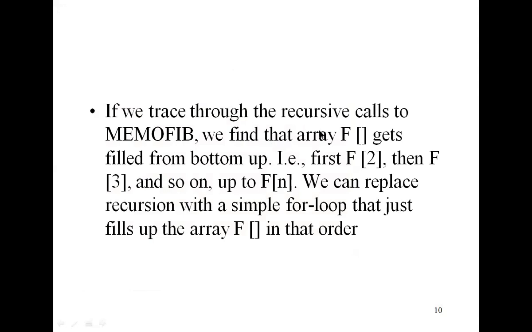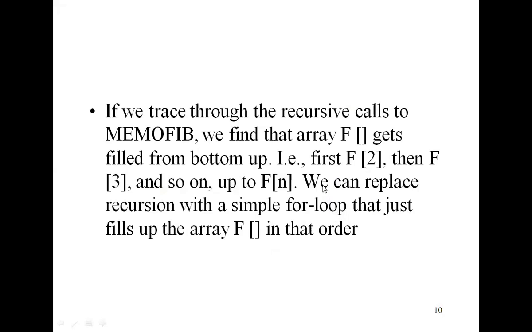If we trace through the recursive calls to memo-fib function, we find that array f gets filled from bottom up. So we need to fill up from the leaves to the root. That is, first f of 2, then f of 3 and so on up to f of n. So we can replace recursion with a simple for loop that just fills up the array f in that order. That means now you can replace the recursive procedure.